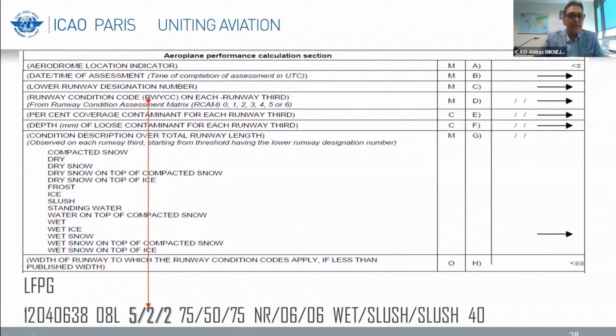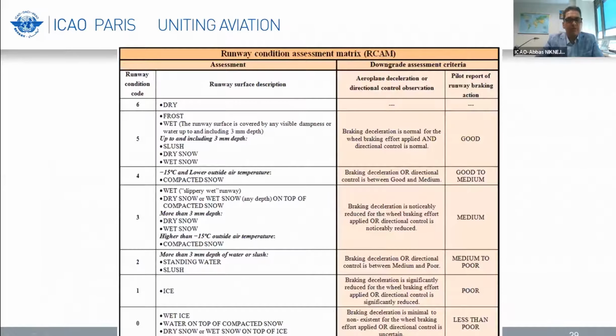Then item D is the most important element in the Snowtam message, the runway condition code, to be reported for each runway third. Here it is 522. So what's 522? Chris already provided a brief explanation.